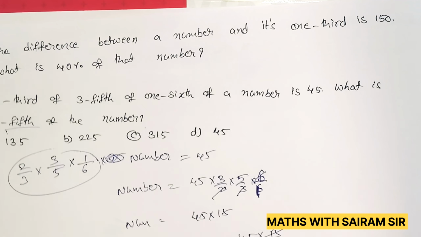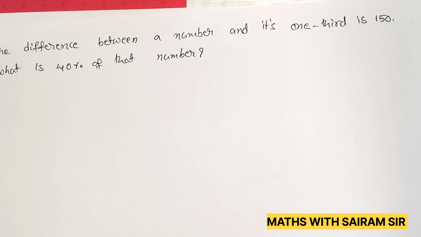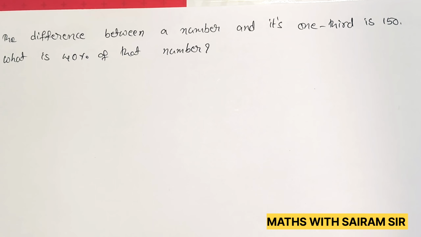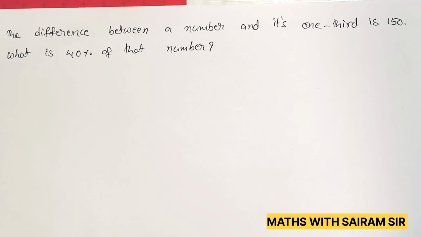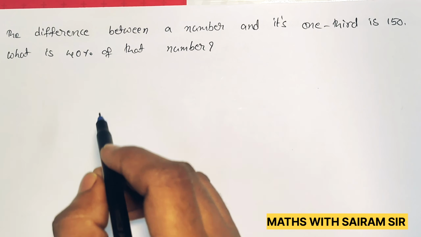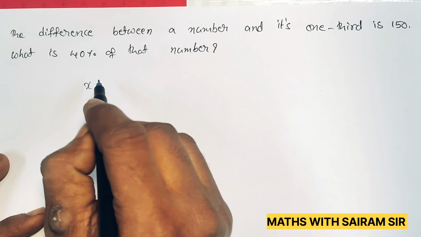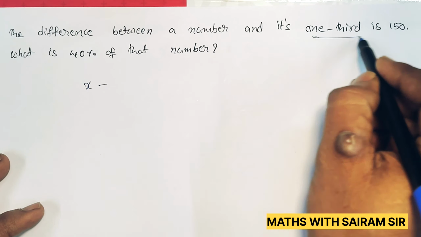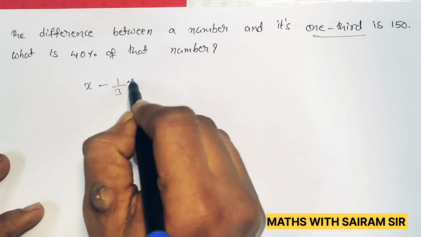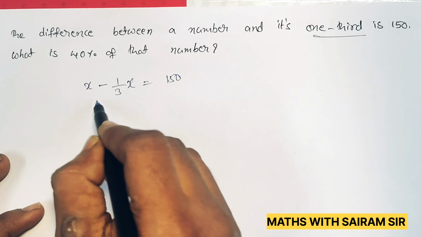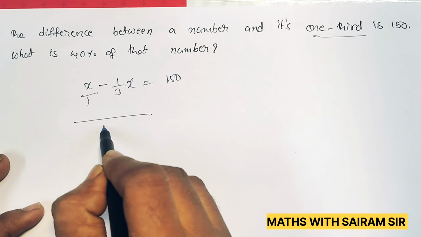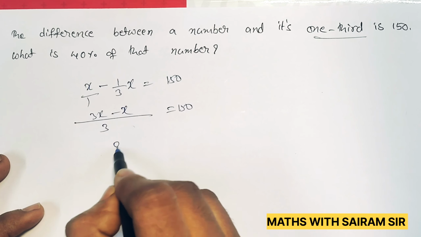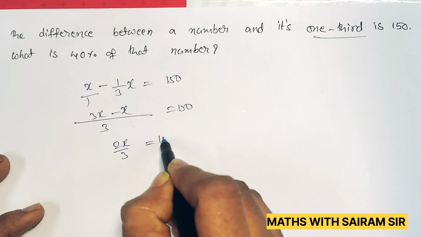Now let us observe the next question. The difference between a number and its 1/3 is 150. What is 40 percentage of the number? Let us suppose the required number is x, and the difference between this number and its 1/3 gives us 150. So on taking LCM, 3x minus x gives you 150. So 2x by 3 gives you 150.